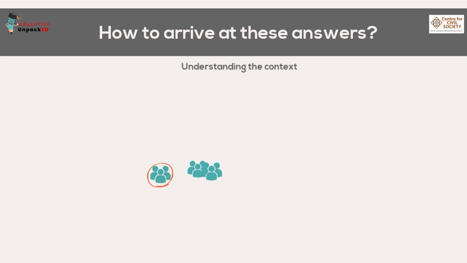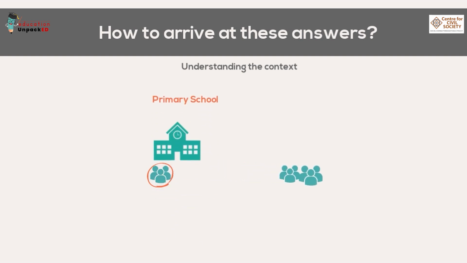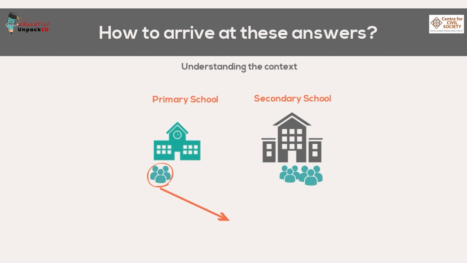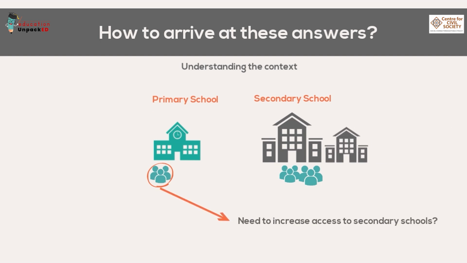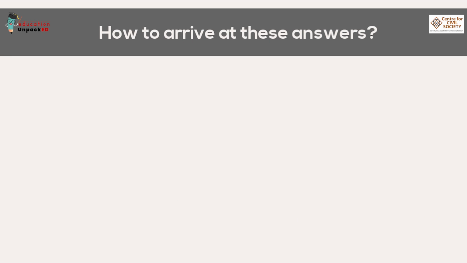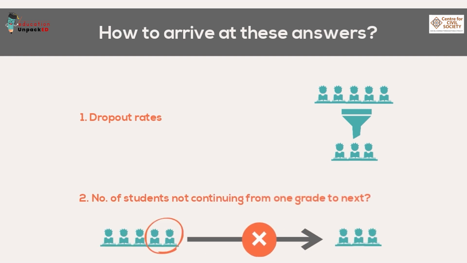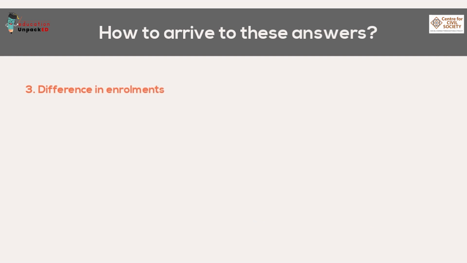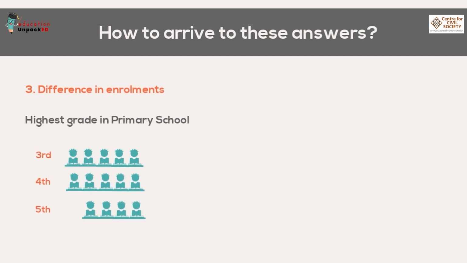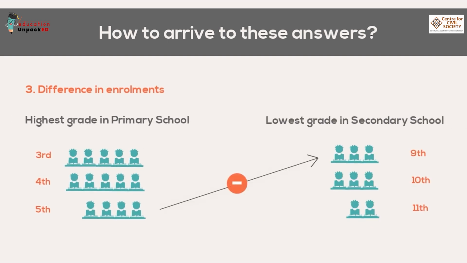Finding out how many children fail to transition from primary schools to secondary schools in a region can tell us whether there is a need to increase access to secondary schools there. And we find this out in many ways. By looking at dropout rates, or the number of children who don't continue from one grade to the next, or the difference in enrollment in the highest grade of primary schools and the lowest grade of the secondary schools.